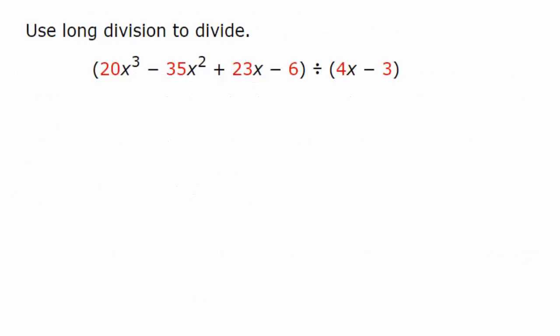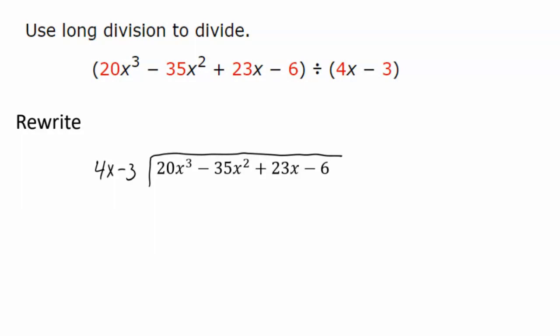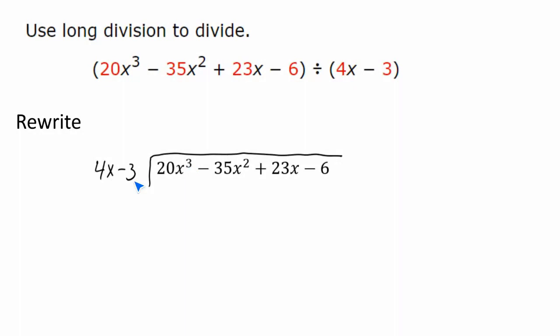So here we have a polynomial, 20x cubed minus 35x squared plus 23x minus 6. And we're going to be dividing this by 4x minus 3. So the first thing we want to do is I'm going to rewrite this in this form. And I'm going to make sure that my exponents are in descending order. So here we have an exponent of 3, 2, 1, and then we have our constant. And the same with our divisor here, it should also be in order. So here I have a 1 and then followed by the constant.